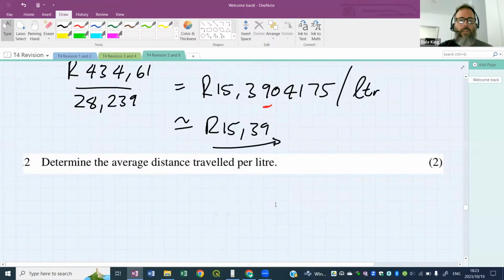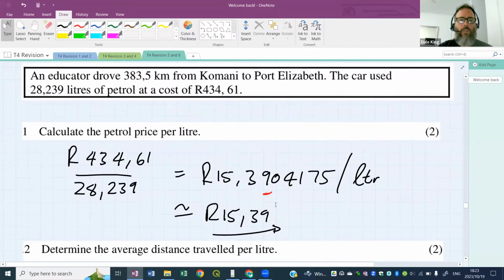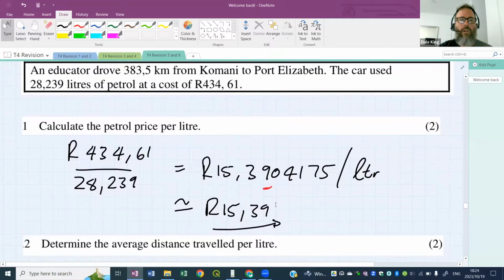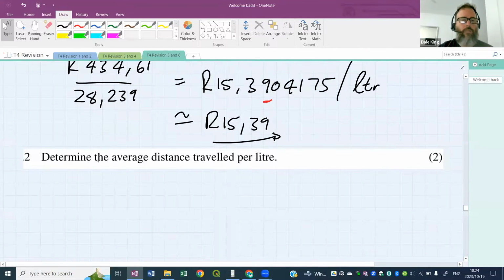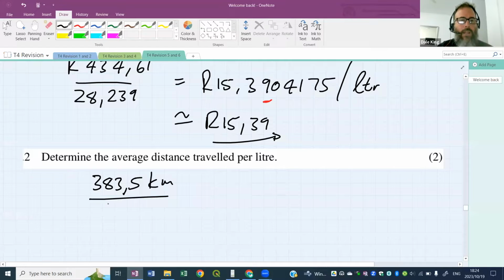So let's have a look. Determine the average distance traveled. So we've got 383.5, 383.5 kilometers, and we want to know the distance traveled per liter. So we want a per liter kilometer. So how many liters can we get out of these kilometers? We're going to divide this by 28.239 again. All right, those are liters.